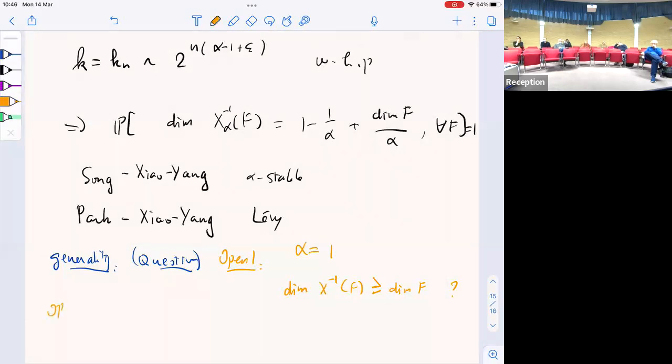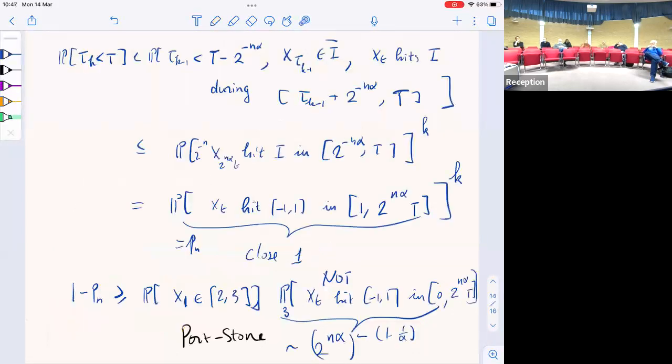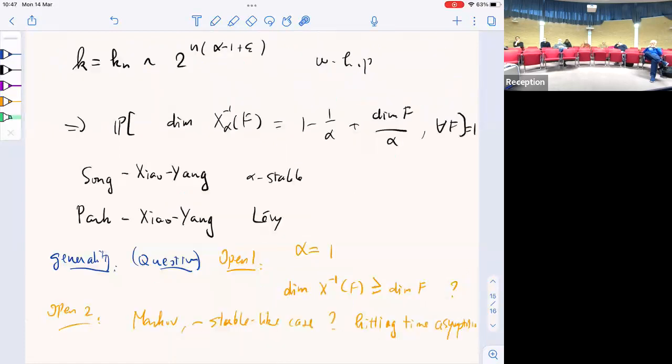And the second is that, obviously, the more general Markov setting, even the stable-like case. So what we're missing here is the hitting time asymptotic. But the rest of the argument is okay. So we need a version of the Portland-Stone theorem in the case of the Markov setting.